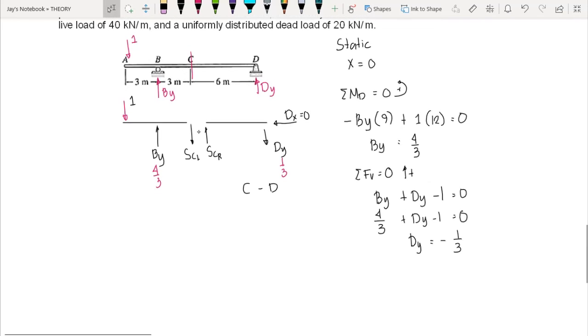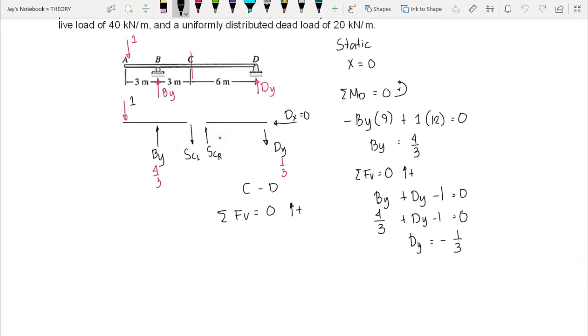Since we know that the value of our dy here is 1/3, we have summation of forces vertical equal to 0, upward positive. But before that, we should always use the sign convention that we usually use. For the left shear, our convention here should be downward shear force. Now for the right shear, it should be going upward.